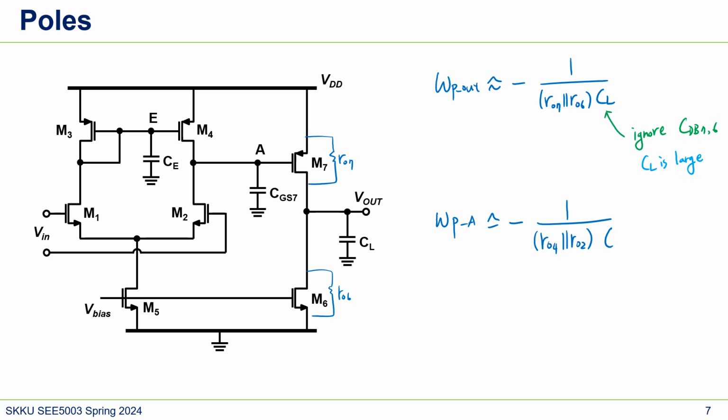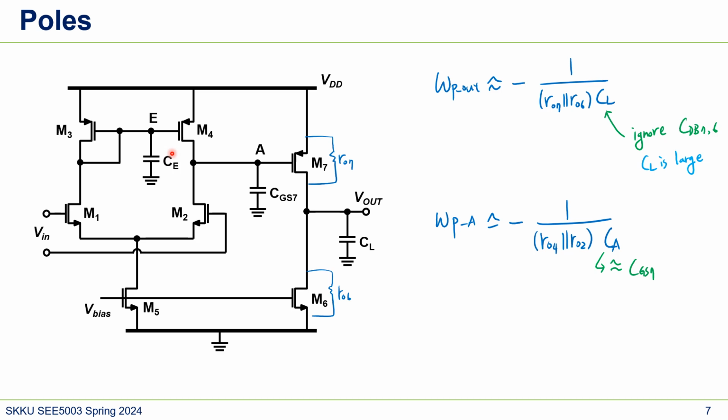Well, I mean it's CA, but this is like CGS7. Also, the reason is that this CGS7 is like a large value here. So we kind of can ignore the parasitic capacitance of this M4 and M2. When we design this amplifier, the size of the second stage is kind of large. So that's why in this case we will only consider CGS7.